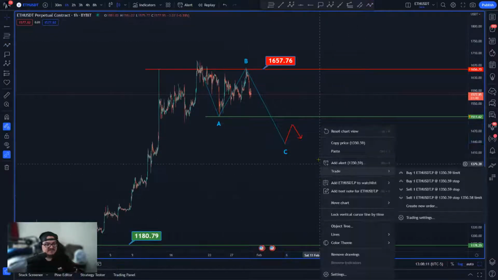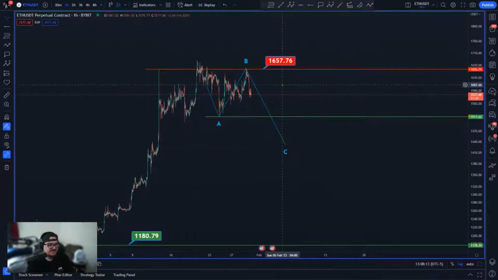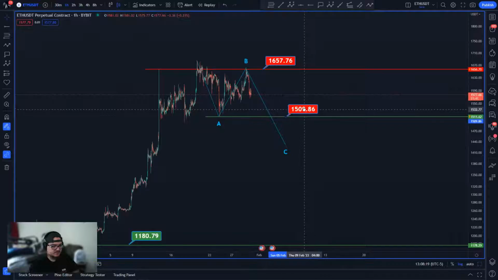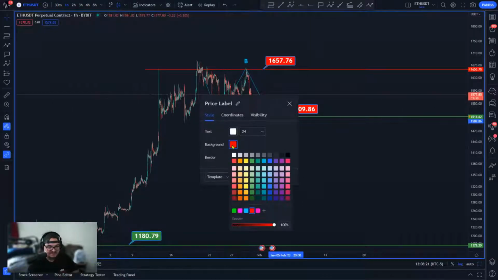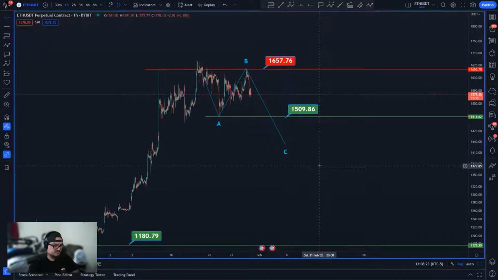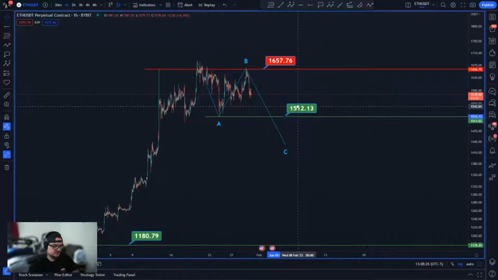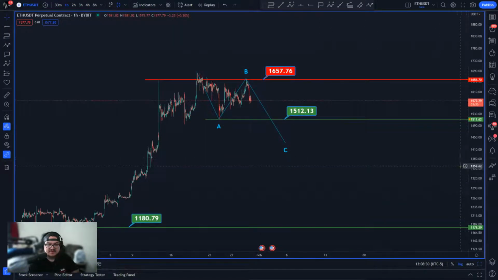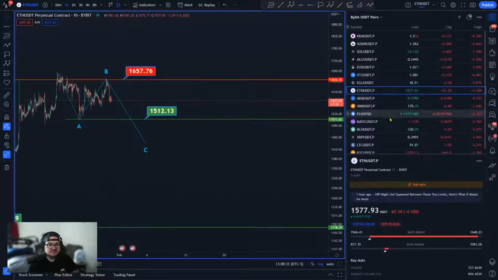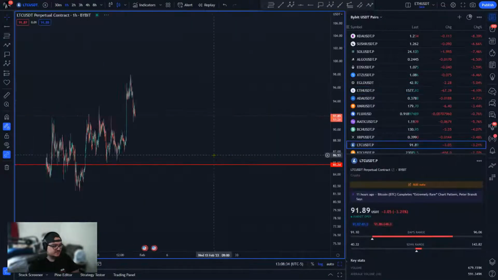So as of right now, these are the setups I'm waiting for on Ethereum at the moment. And yeah, let me go ahead and just highlight these levels for you guys. All right, and then from there, we're going to move on to Litecoin.